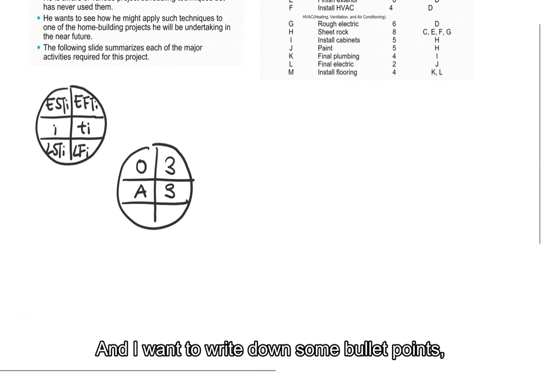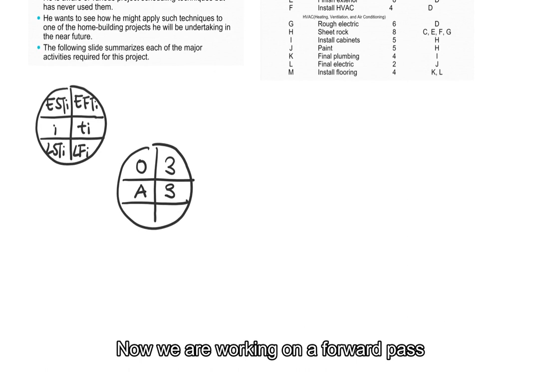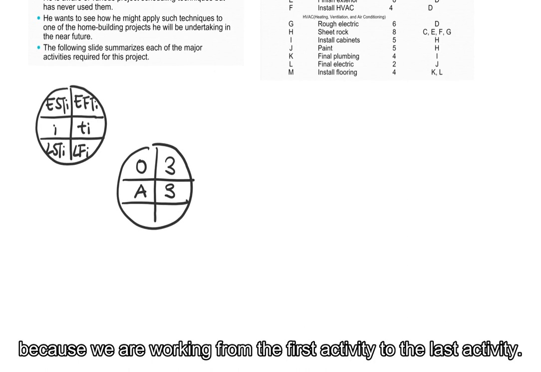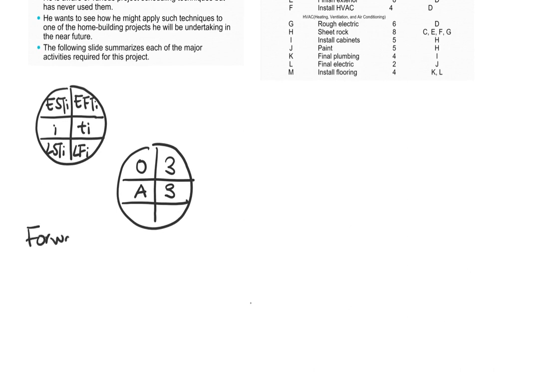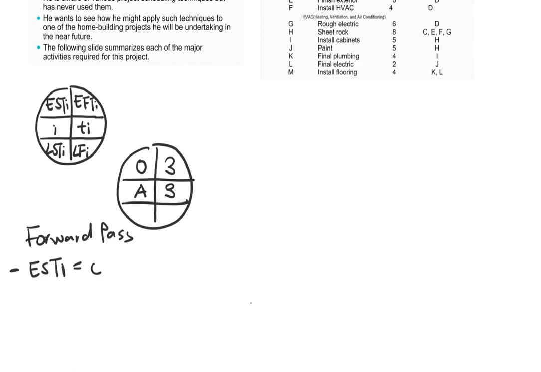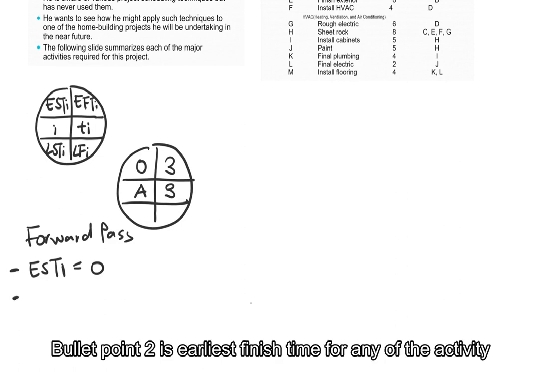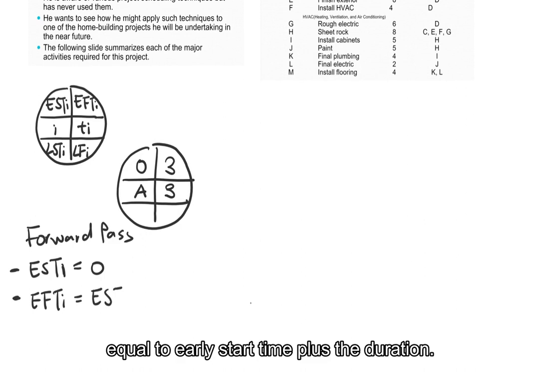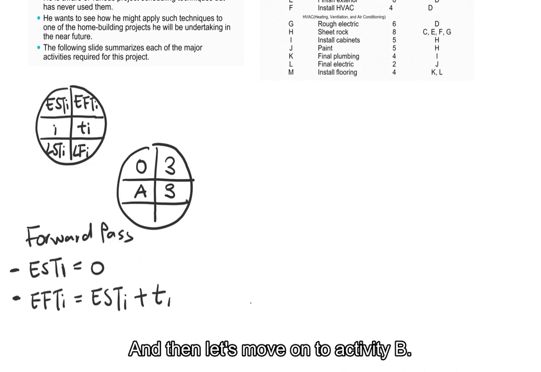And I want to write down the bullet points when we are drawing the project network. Right now we are working on the forward path, because we are working from the first activity to the last activity. So forward path, bullet point 1, the earliest start time of the first activity is time 0. Bullet point 2 is earliest finish time for any activity equals earliest start time plus the duration.